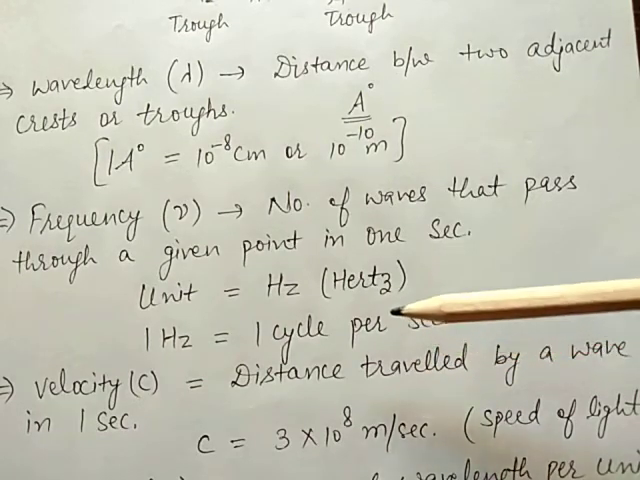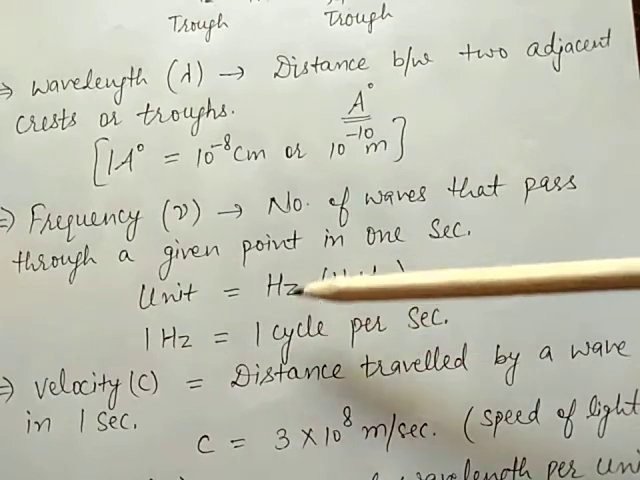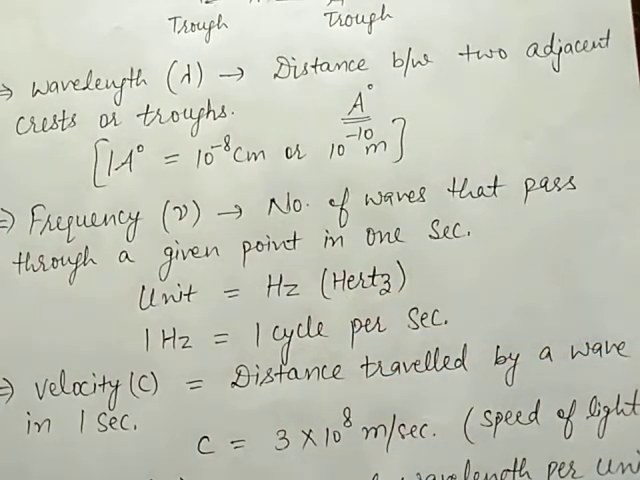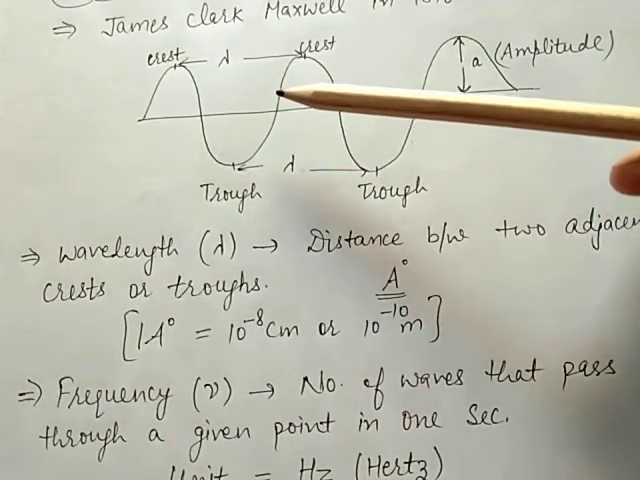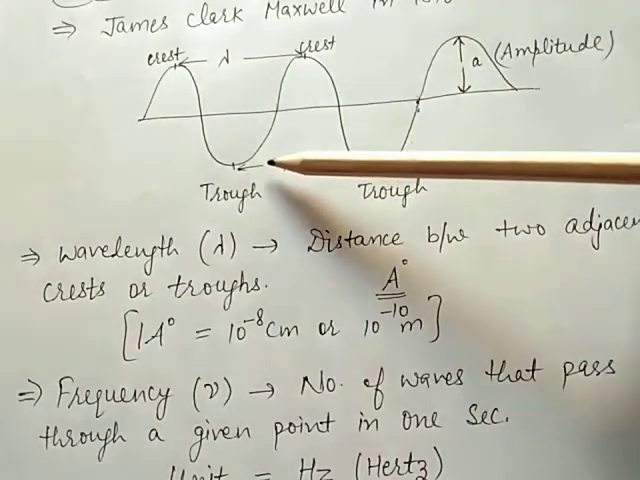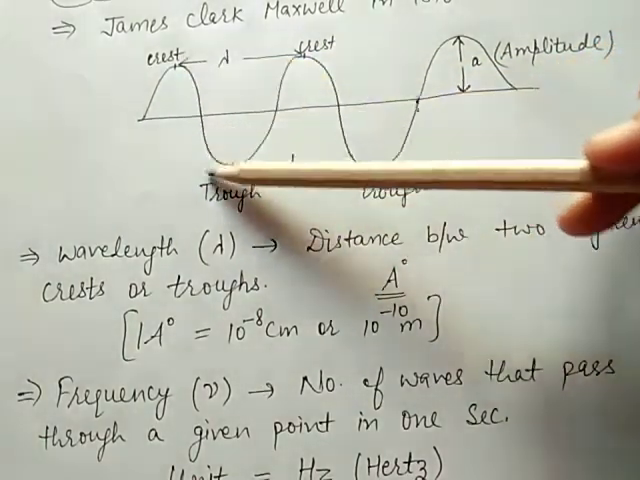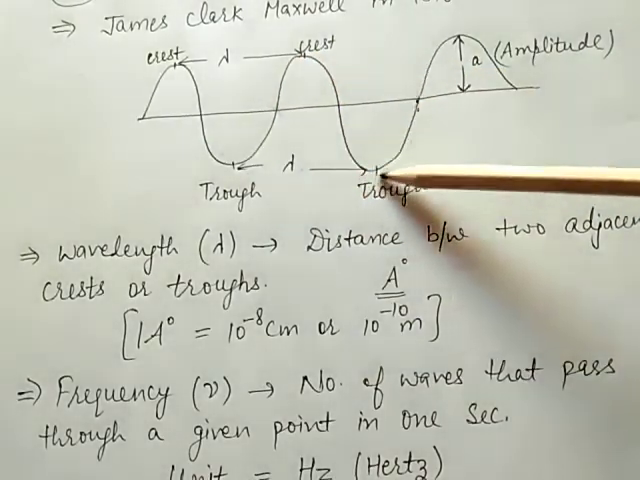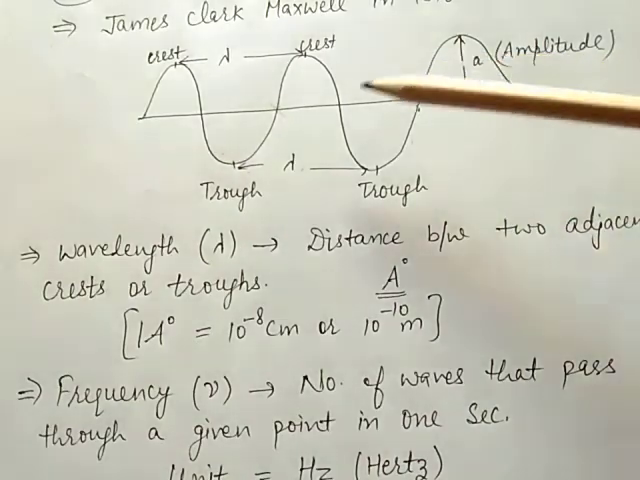It means a cycle is completed when a wave consisting of crest and trough, starting from this and this. Here one cycle is complete. Next, the second cycle is complete. In this manner.